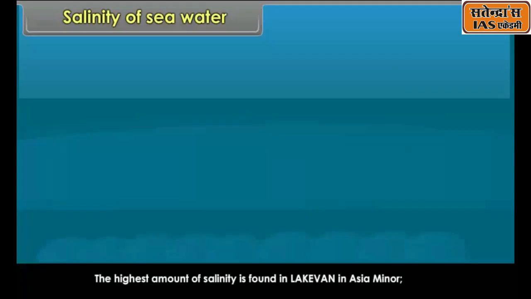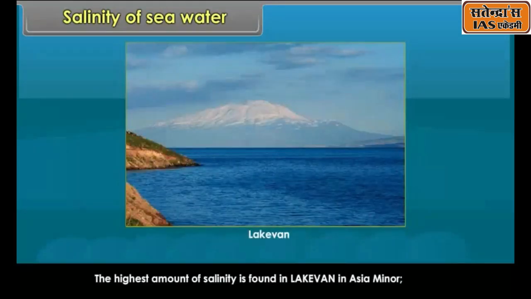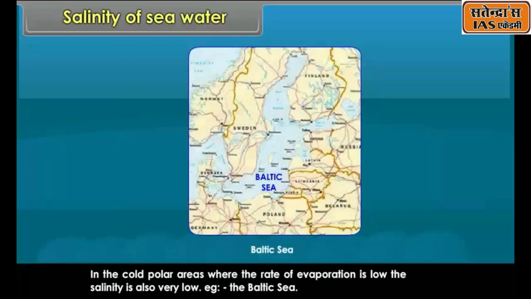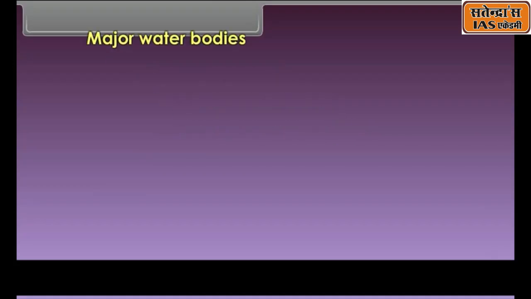The highest amount of salinity is found in Lake Van in Asia Minor. In the cold polar areas where the rate of evaporation is low, the salinity is also very low. Example, the Baltic Sea.